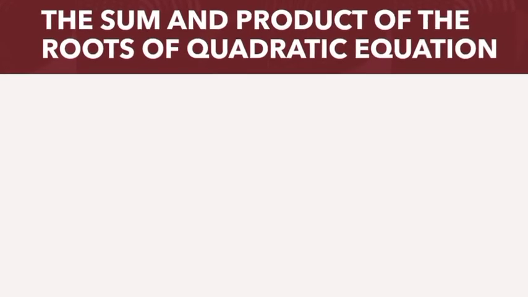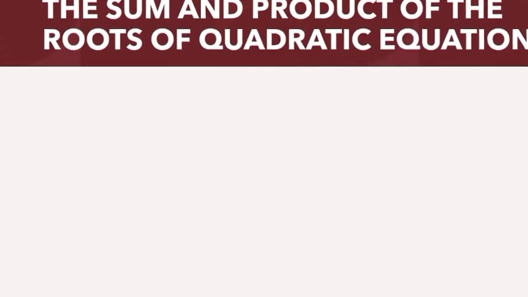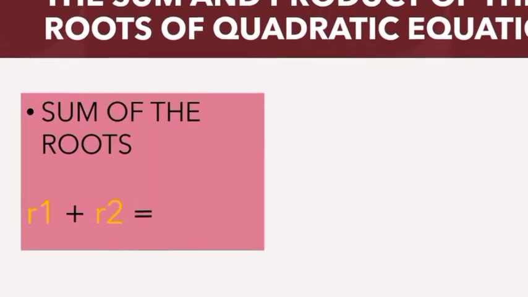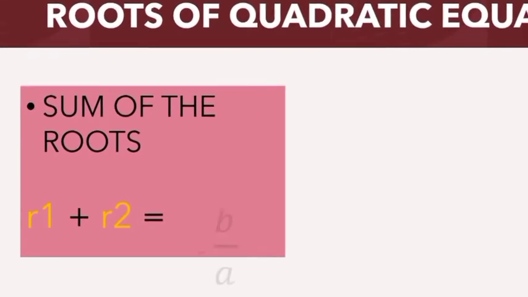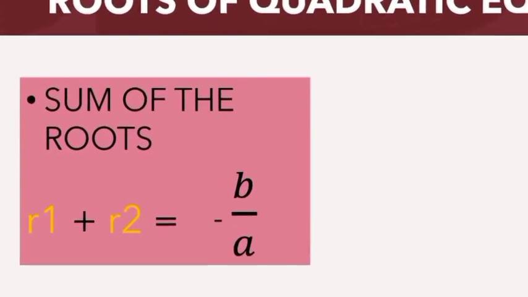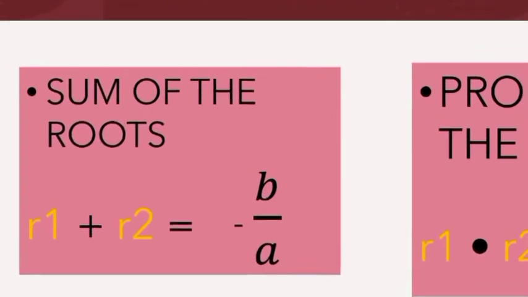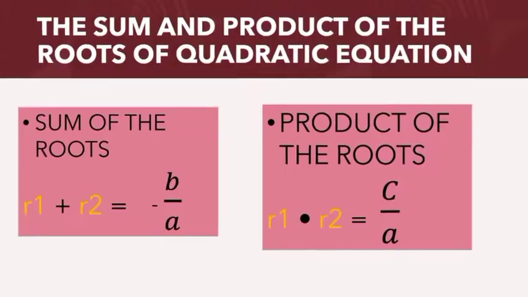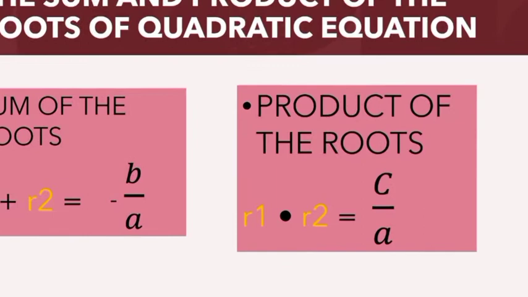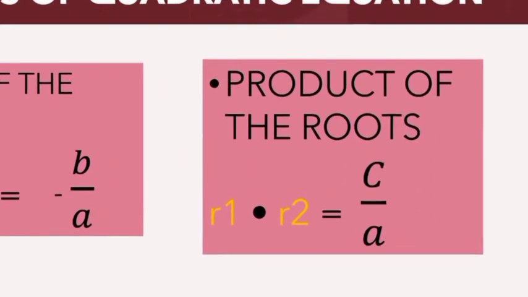Now, let's proceed with our topic, the sum and product of the roots of quadratic equations. Sum of the roots is represented by r1 plus r2. It is equal to negative b all over a. Product of the roots r1 times r2 is equal to c all over a.